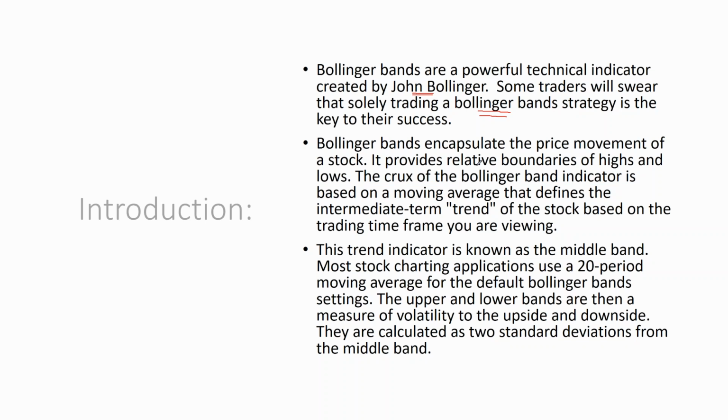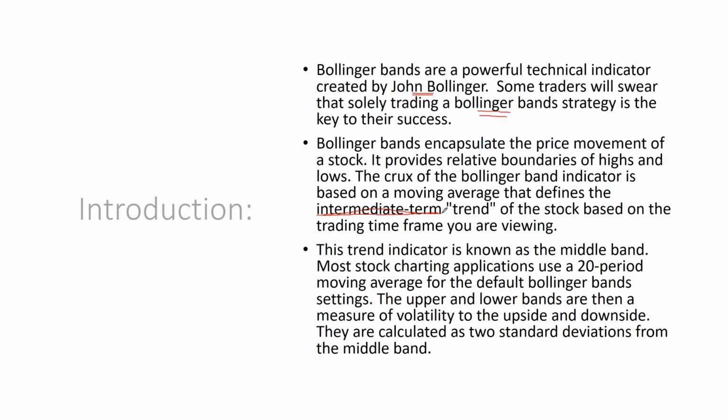So Bollinger Band encapsulates the price movement of a stock. It provides relative boundaries of highs and lows. The crux of the Bollinger Band indicator is that it is based on a moving average that defines the intermediate term of the stock, based on which time frame you are viewing. So first of all, you get this word: it is the intermediate term of the stock.